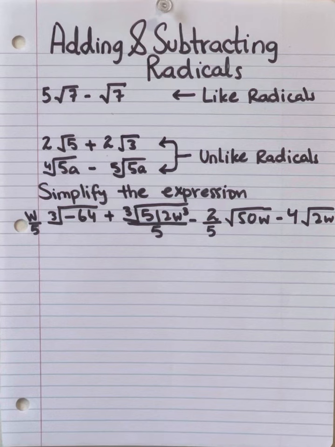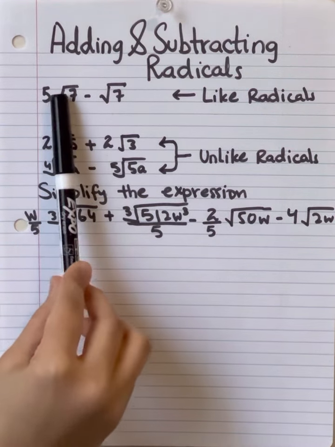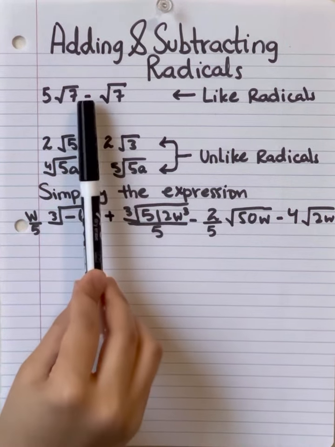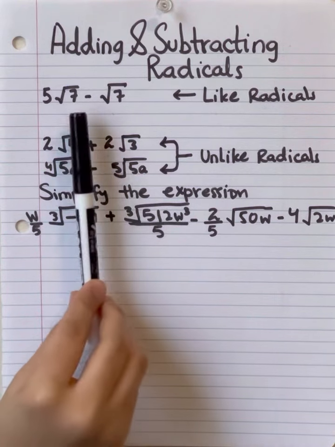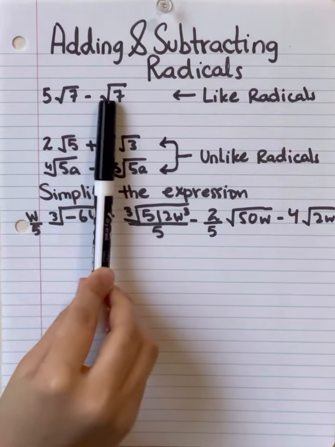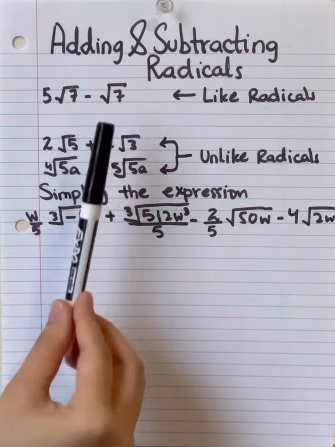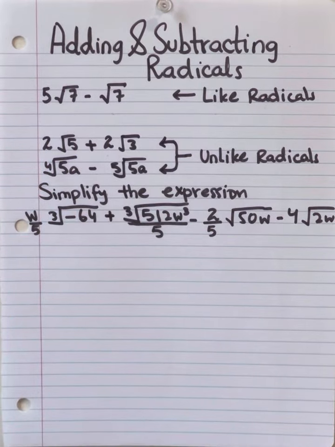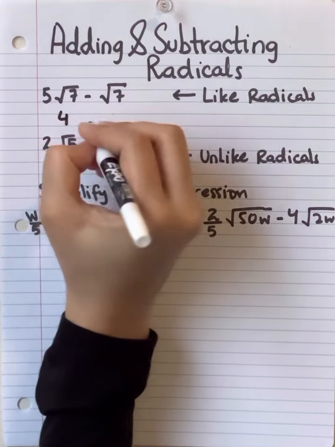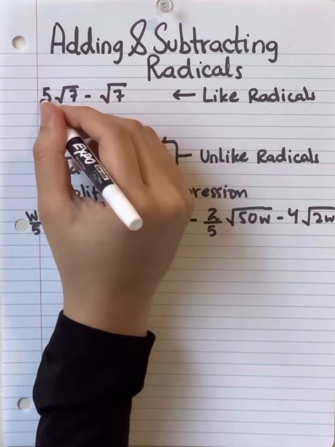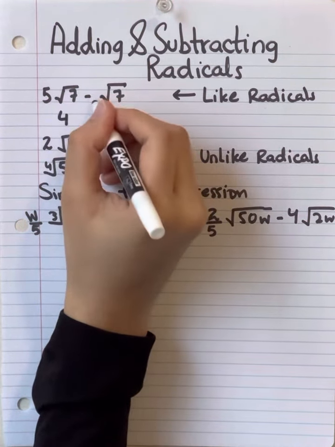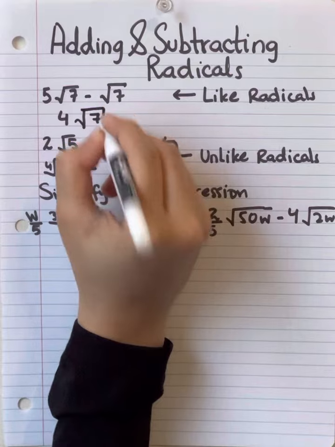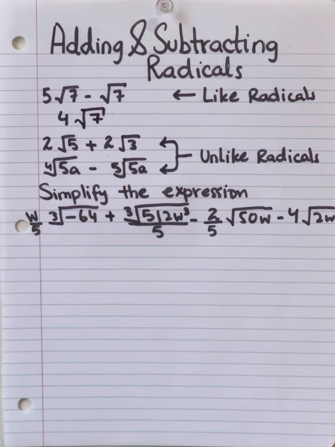When we don't have an index shown on the radical, it means it's just 2, a square root. Here we have 5 square root 7 minus square root 7. We can subtract these radicals because we have the same radicand and the same index. The answer is going to be 5 minus 1, which is 4. We just solve the coefficients, 5 on this term minus 1 on that term, so 4, and leave our radical as it is. So 4 square root 7 is the answer.